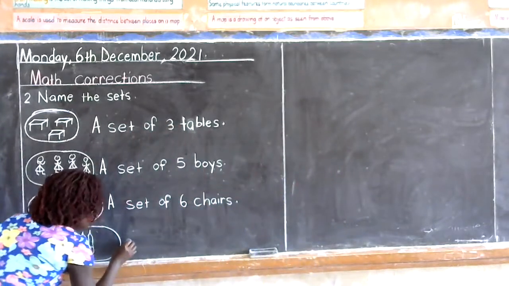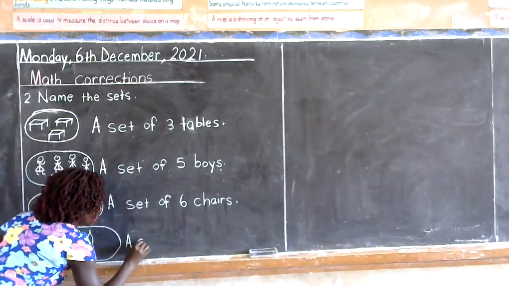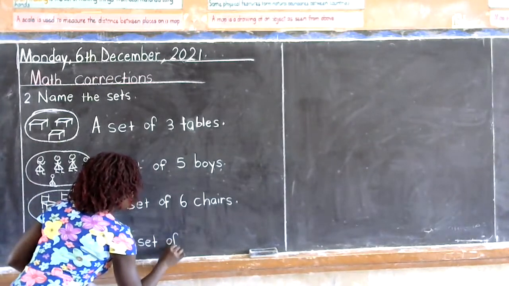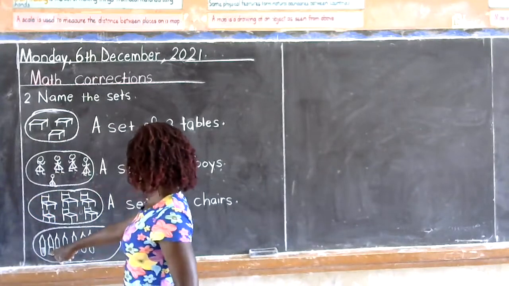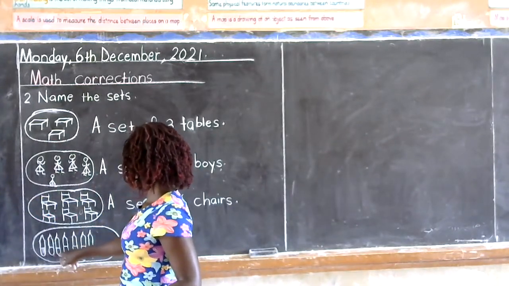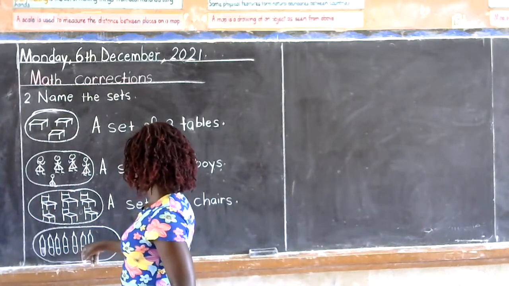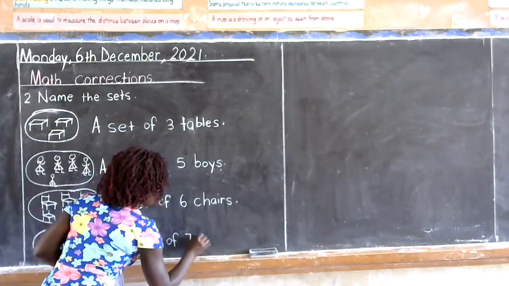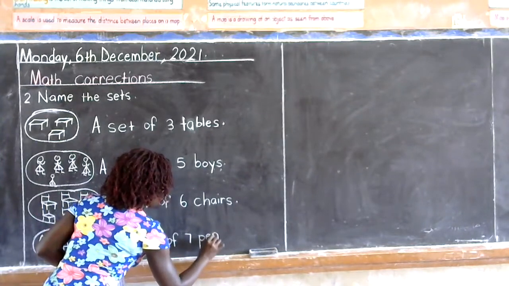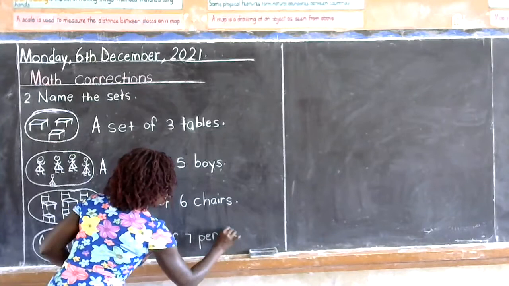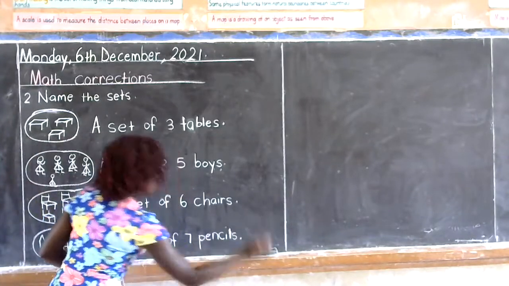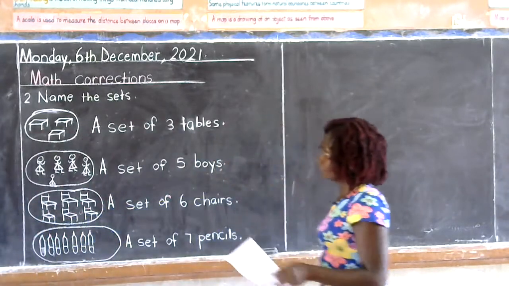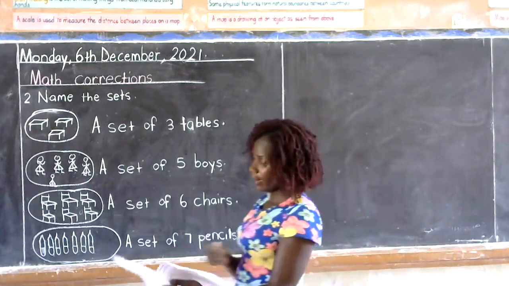Can we name also this set? A set of, can we count the members? 1, 2, 3, 4, 5, 6, 7. A set of 7 pencils. That is how you are supposed to answer. Have you got it, friends? Yes, that is how we are supposed to name the sets.